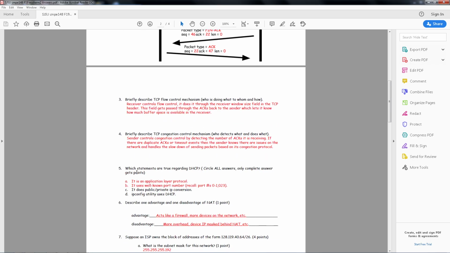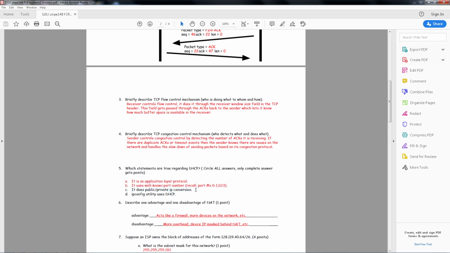So which statements are true regarding DHCP? It is an application layer protocol. I think I described this in the review video. Hopefully I did. And then it uses well-known ports. It does not do public-private IP conversion in its default configuration.